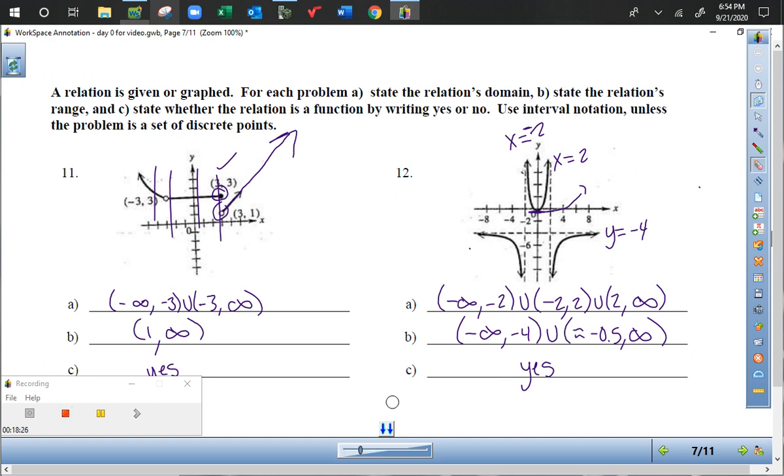Okay? We want to say still here that, and I messed up on this, so let's fix it. On this one, because that loop here is solid, we do want to say that it's included. Okay, so we want to put a bracket here. But then we're going up from there all the way to infinity to finish out the graph.